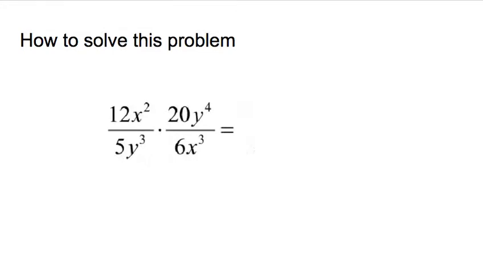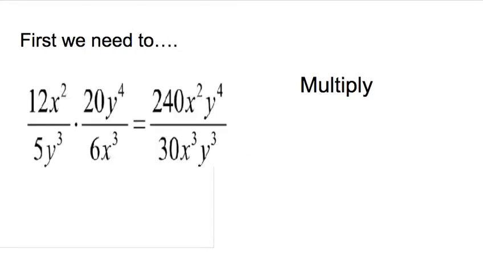How to solve this problem? Alright, to solve 12x squared over 5y cubed times 20y to the fourth over 6x cubed, you first need to multiply. So you have to multiply 12 times 20, which will give you 240. And you have to multiply 5 times 6, which will give you 30.